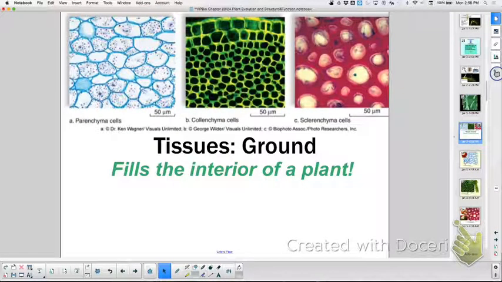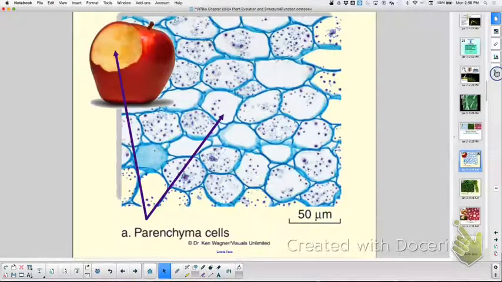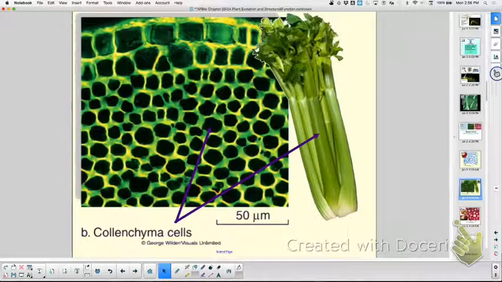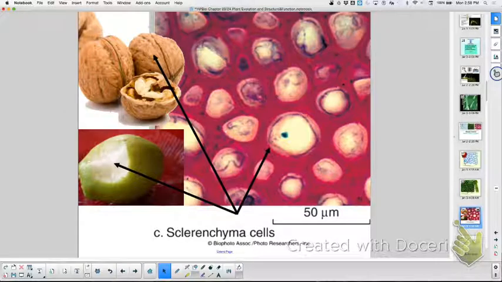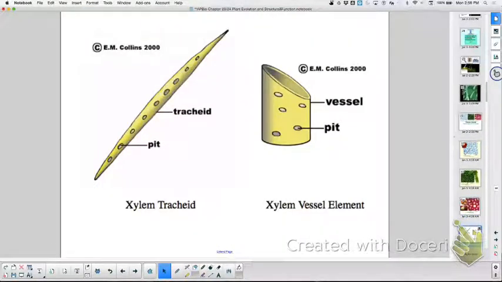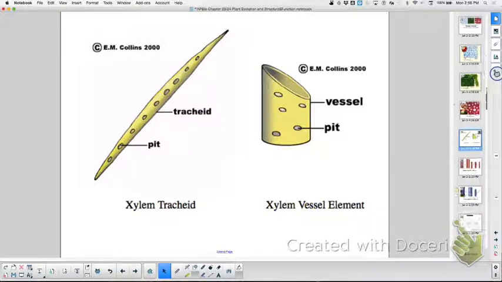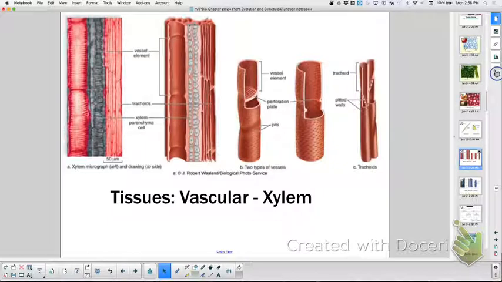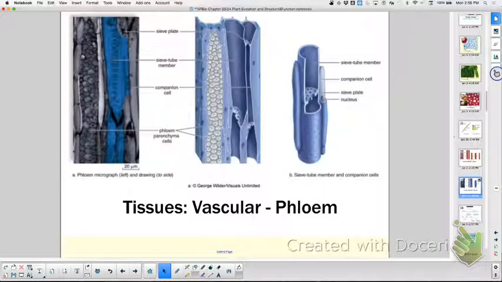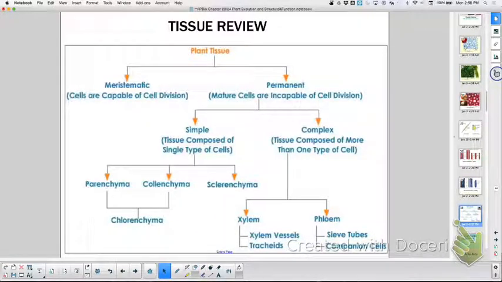Here are those 3 cells. Here's parenchyma. Here's parenchyma in celery. Here's sclerenchyma. Walnuts, but you know when you get to that tough part in the center of a pear? Yeah, sclereids. Now here is your xylem and your phloem. You know about those vascular tissues. We had to learn about that in the other chapter. Here's your xylem. Here's your phloem. This is a really good chart because it kind of breaks everything down.